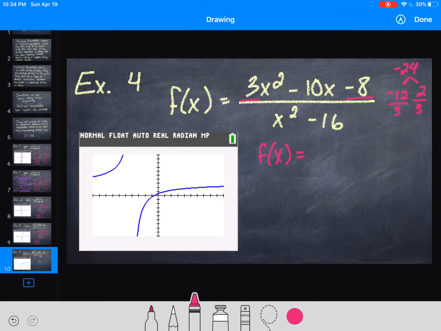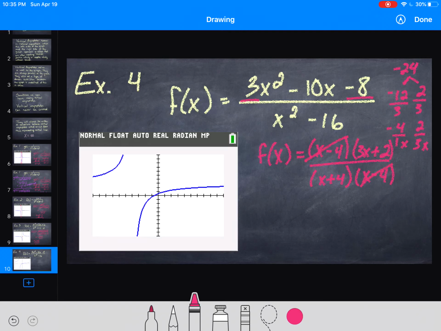I'm going to divide by my leading coefficient. So I divide by 3, divide by 3. I reduce if possible. Negative 12 divided by 3 gives me a negative 4 over 1. 2 divided by 3 just stays 2/3. I put my x in my denominators, and I end up with the factors x minus 4 and 3x plus 2, all over x plus 4, x minus 4.